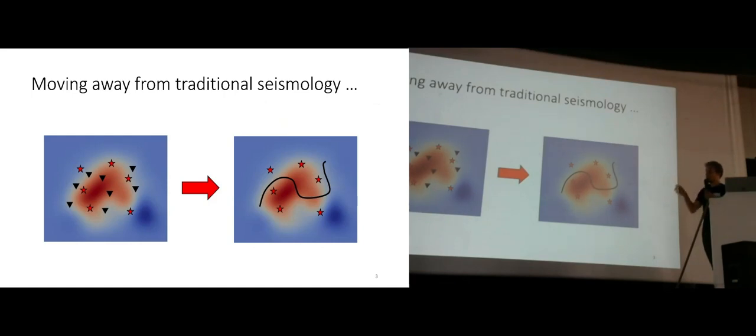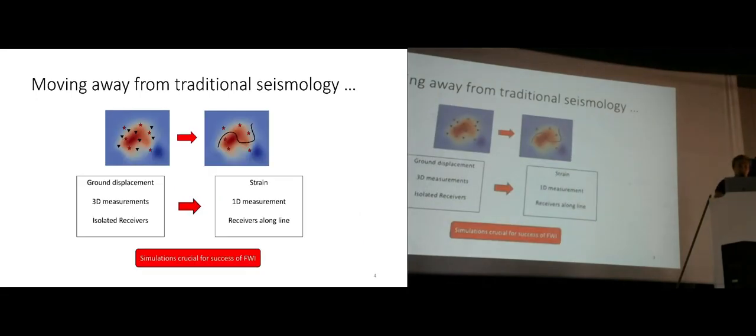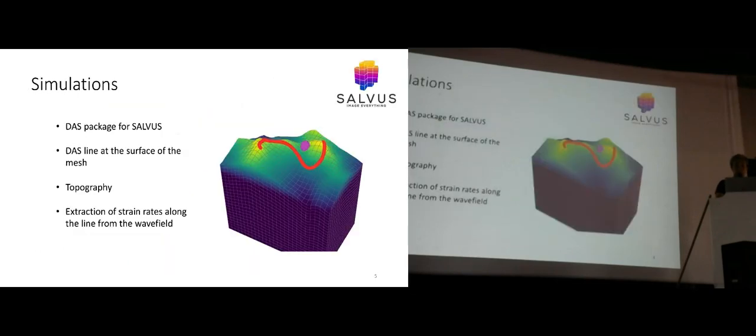But of course, we have an entirely different setup in DAS data, so instead of having these isolated receivers, we move to more of a DAS line, and there are some things that change in that regard. We also have different measurements, so no ground displacements anymore, but rather strain. No 3D measurements, but instead 1D measurements. Overall, I think it's fair to say that full-waveform inversion can only be successful if your simulations are successful.